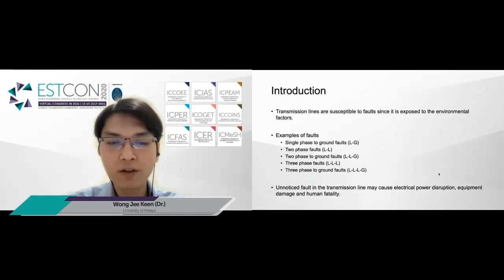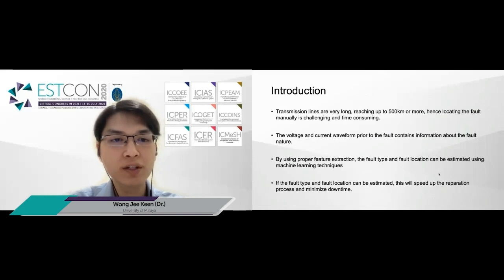Okay. If a fault remains unnoticed in the transmission line, it will cause electrical power disruption, equipment damage, and human fatality as well. So it is best that we detect it as soon as possible. Transmission lines are very long, reaching up to a few hundred kilometers or more, so locating the fault manually is very challenging as well as time consuming, because the fault could occur anywhere in between the segments.